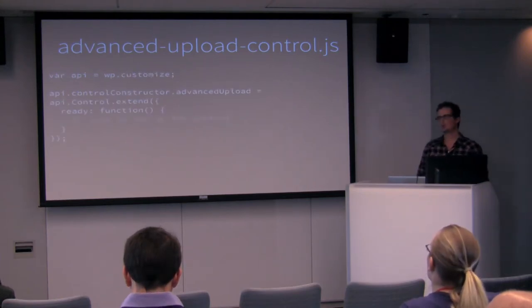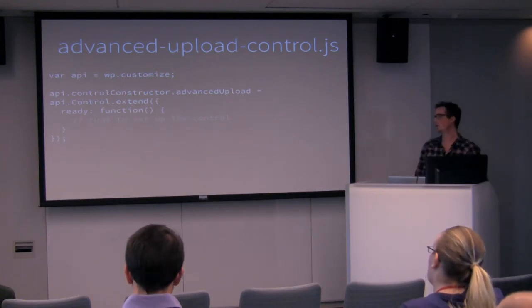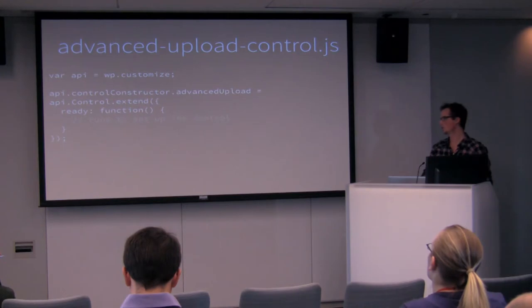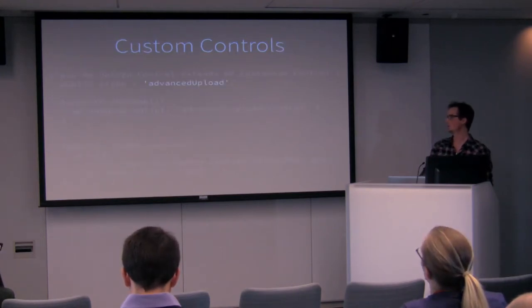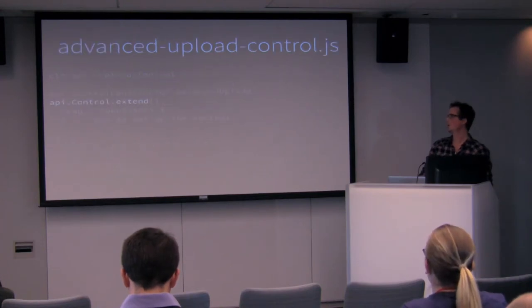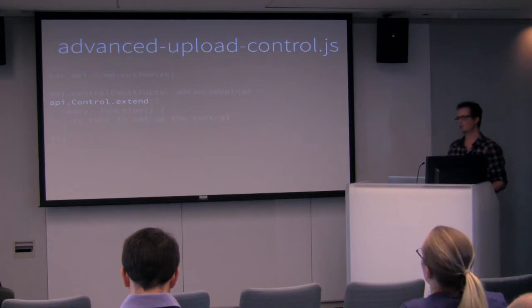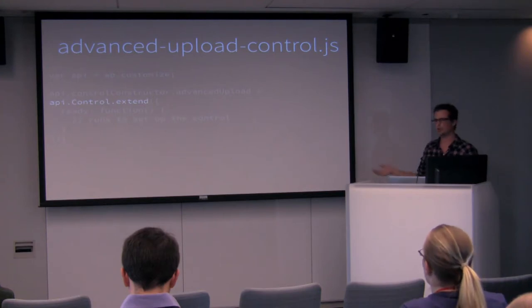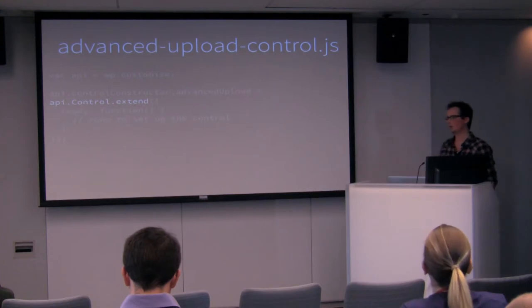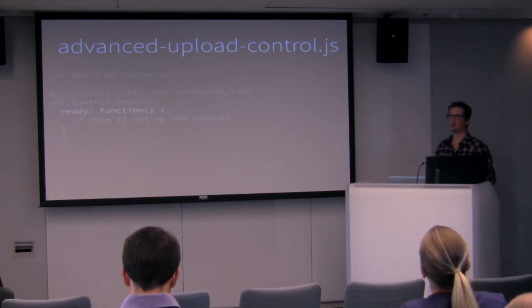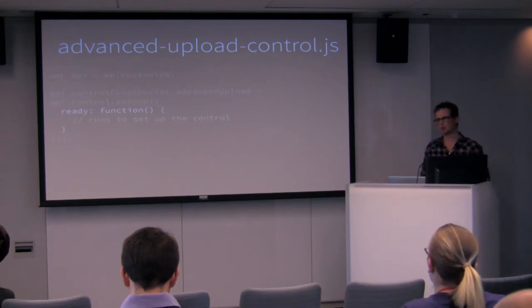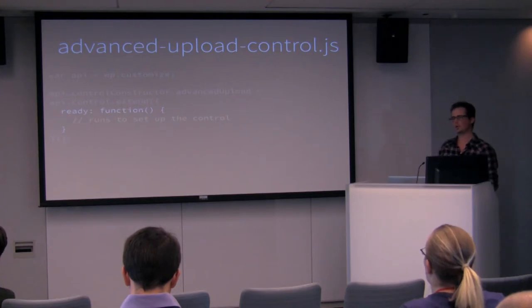So again, we set up a convenience variable, api is wp.customize. And then on the JavaScript side we have to make a constructor: api.controlConstructor.advancedUpload. You remember seeing this earlier when we registered the control on the PHP side. That's where you're using that. And api.Control.extend, so this is kind of like inheritance on the JavaScript side. You see this kind of thing in Backbone, Backbone.View.extend. This is a very Backbone-inspired API, so you inherit from api.Control. And then you do a ready function, and this is where the magic happens. The customizer calls the ready function when your control is ready to be initiated, rendered, and interacted with. This is where you put all your logic to start setting things up for your control.